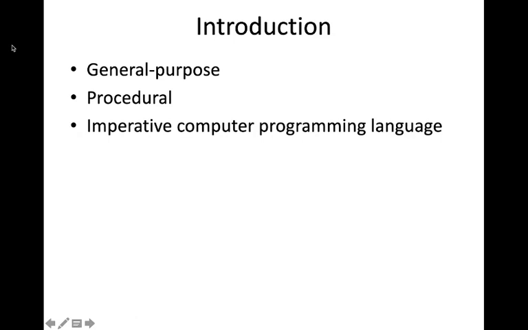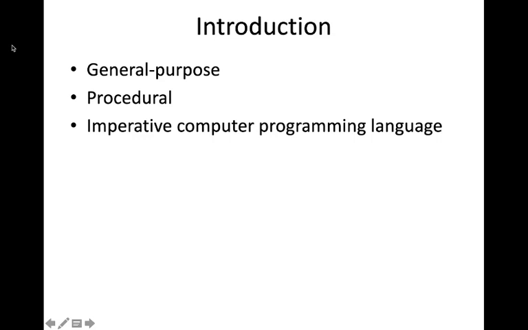Then it is an imperative computer programming language. So what do you mean by an imperative programming language? In the English language, when you say some sentences, you call it an imperative sentence. For example, get out, it's an imperative sentence. It is actually a command. Or go away, like that. If we say such a sentence, it is known as an imperative sentence.